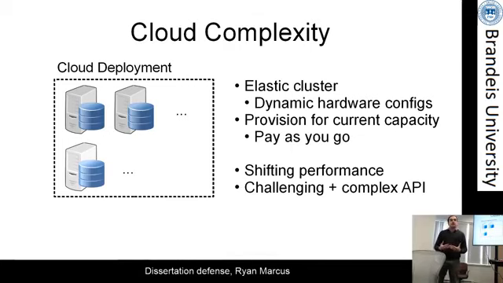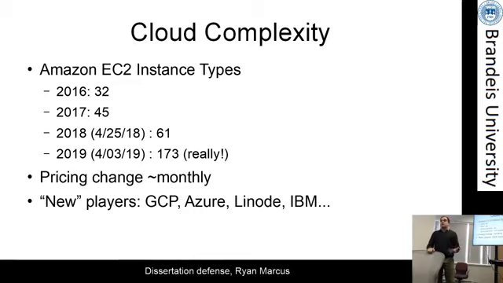Just to put some numbers on this, if you were to look at the Amazon EC2 page, which is their dynamic infrastructure page, in 2016 you would have seen 32 different offerings. A year later, you would have seen 45. About a year ago, there were 61, and last week when I checked, there were 173, and that's a real number. There are 173 different machine types that you can rent from Amazon right now. And that's just the complexity on the Amazon cloud. There are also new, although they're not really that new anymore, players like the Google Cloud Platform, Azure, Linode, IBM, etc. So the landscape is immensely complex and getting more complex every day.